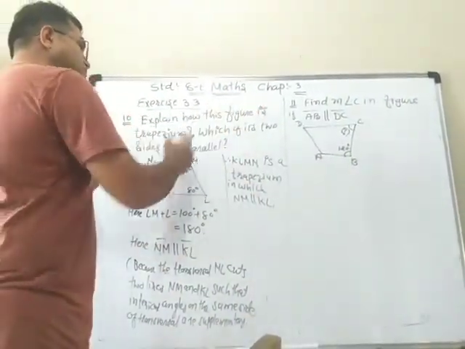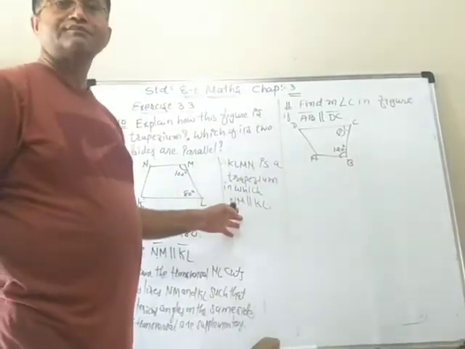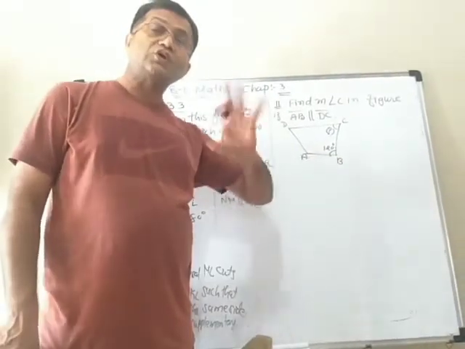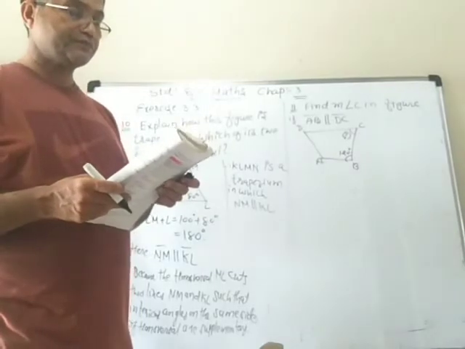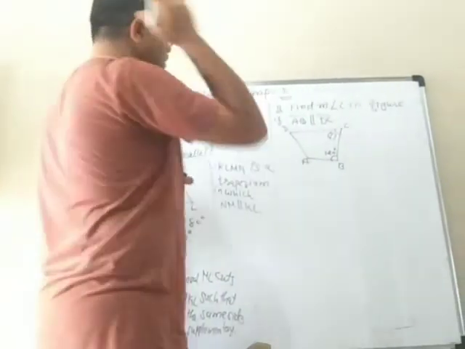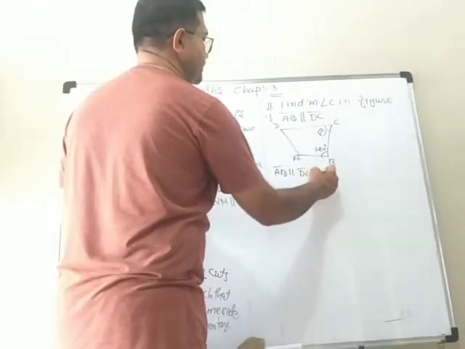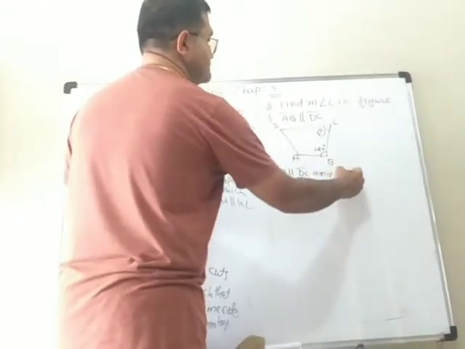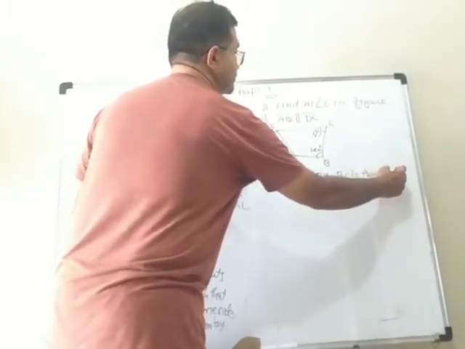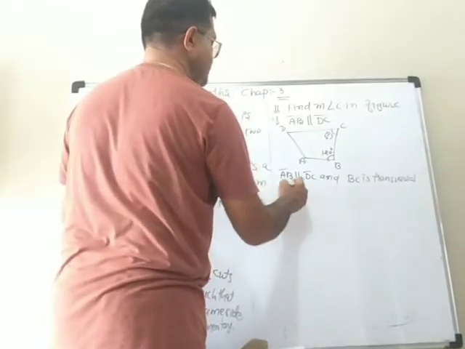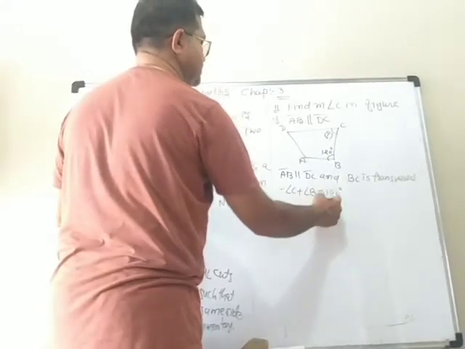Now same situation here. Before, it was to prove that lines are parallel. Here it is given parallel, so just the reverse situation from each other. So now AB is parallel to DC here, and BC is transversal. Therefore, angle C plus angle B is equal to 180 degree.